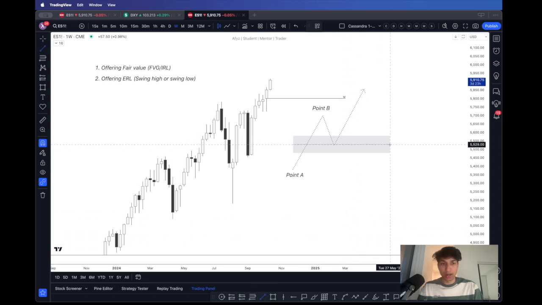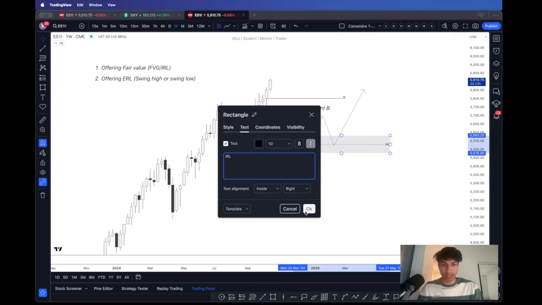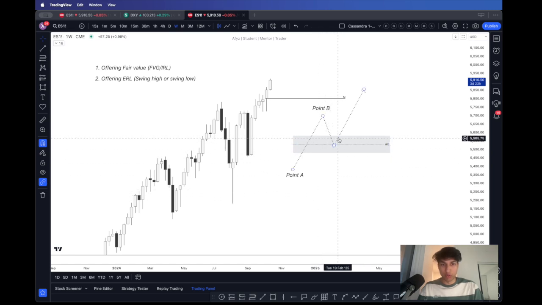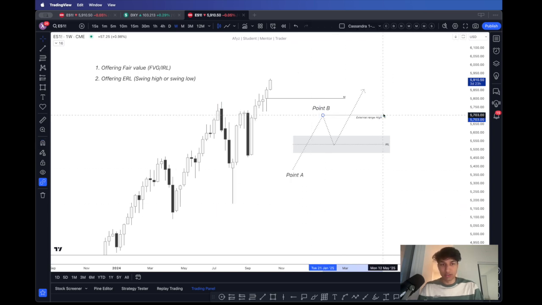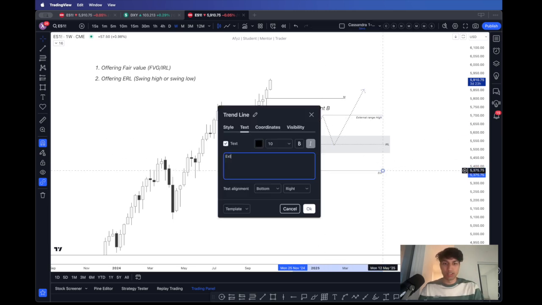Price will either come into this internal range of liquidity where it will find support and move higher, therefore targeting the liquidity that rests at point B. This will be defined as our external range high. If price fails to find support at this internal range of liquidity that exists between point A and point B, we can say that the draw on liquidity becomes the swing low that put in the swing high at point B. Therefore, the draw becomes the external range low.